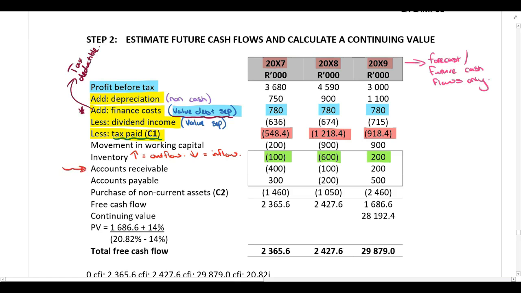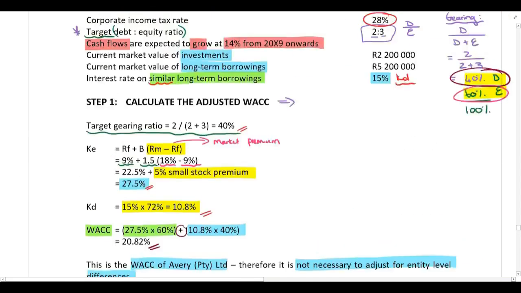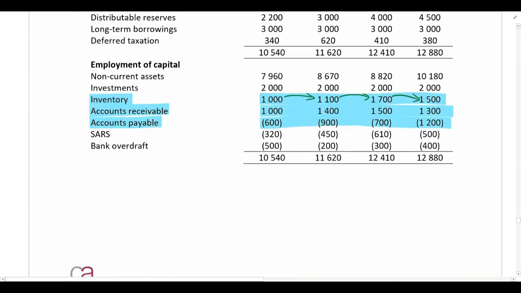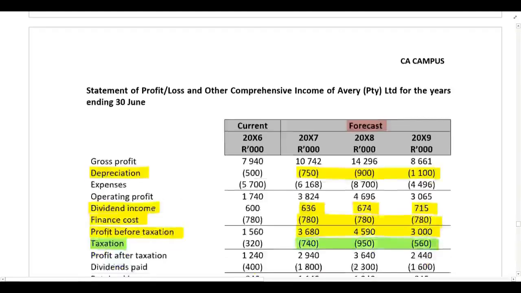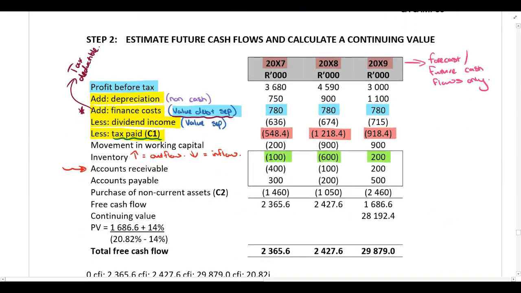Accounts receivable is going to work in exactly the same way because it's also a debit balance. So if we look at accounts receivable, it increases by 300,000 Rand from 20x6 to 20x7. So if accounts receivable increases, it means your debtors aren't paying you. So that is an outflow. So in the first year, we'll have an outflow of 300,000. It increases again, so we'll have an outflow of 100,000, and then it decreases. And if it decreases, it means your debtors are paying you, so we'll have an inflow of 200,000 Rand in the last year. So an outflow, an inflow. The same logic applies. If it increases, it's an outflow. And if it decreases, it's an inflow.